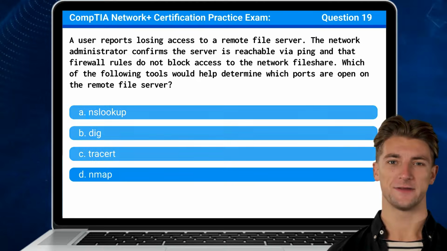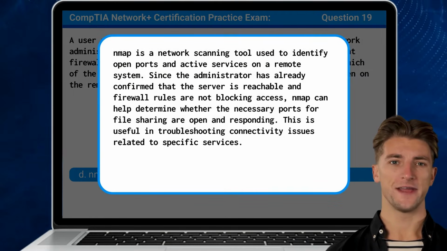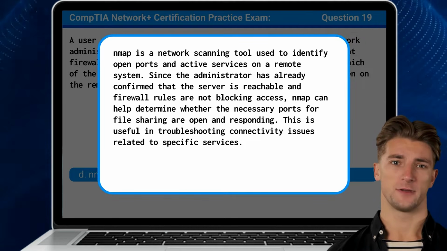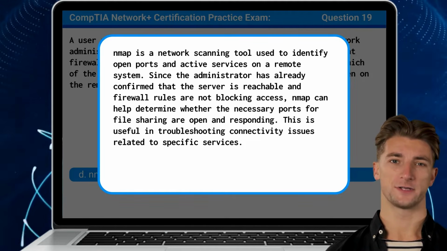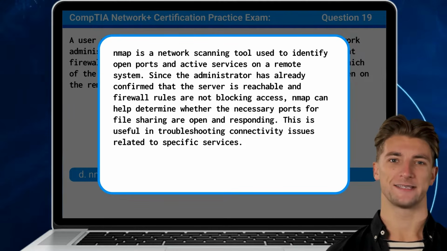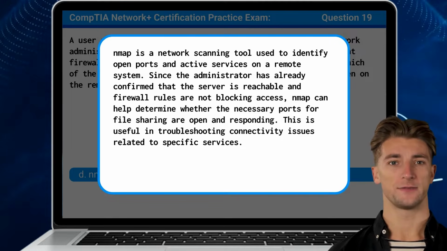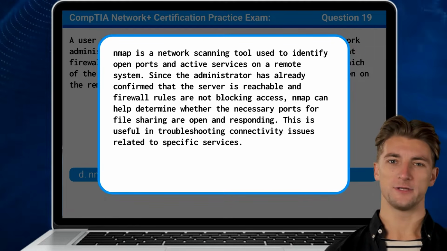The answer is D. Nmap. Nmap is a network scanning tool used to identify open ports and active services on a remote system. Since the administrator has already confirmed that the server is reachable and firewall rules are not blocking access, Nmap can help determine whether the necessary ports for file sharing are open and responding. This is useful in troubleshooting connectivity issues related to specific services.